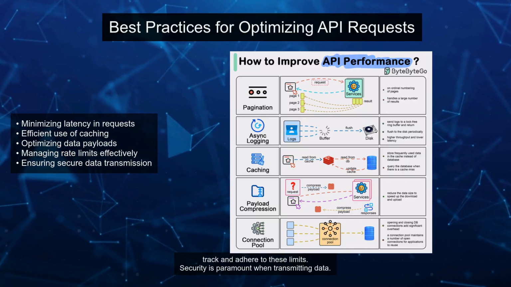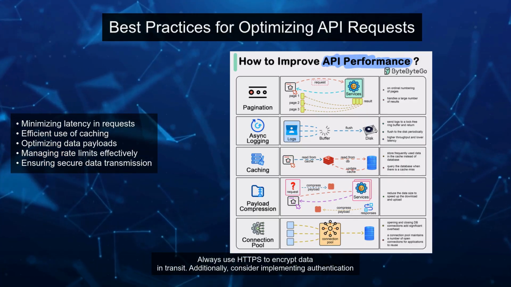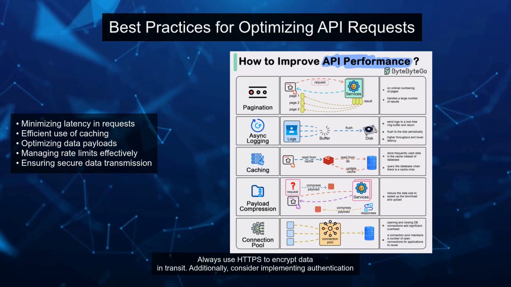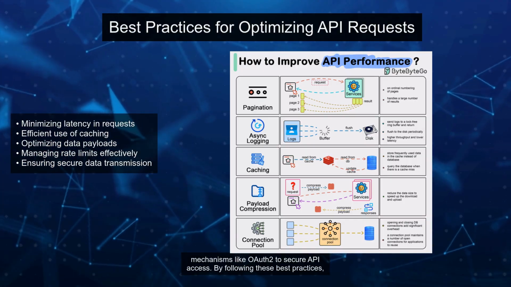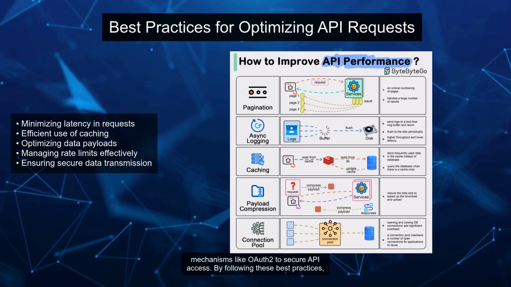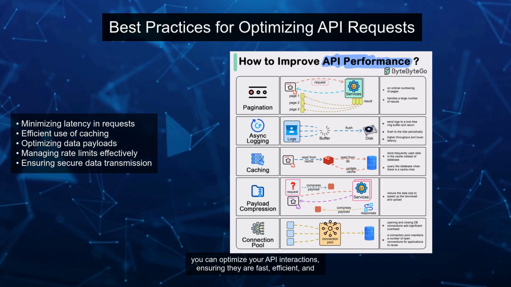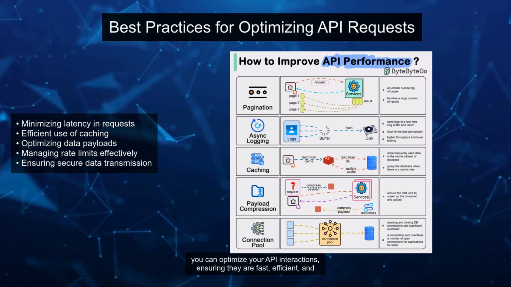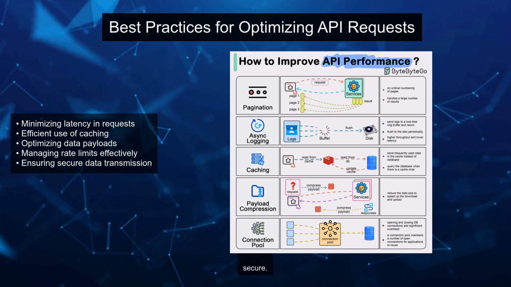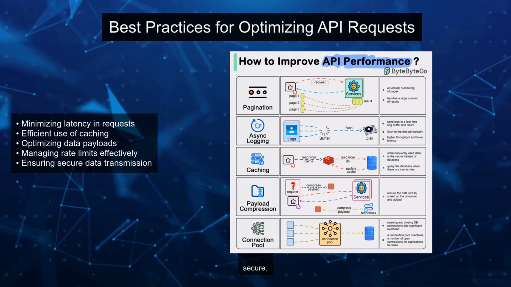Security is paramount when transmitting data. Always use HTTPS to encrypt data in transit. Additionally, consider implementing authentication mechanisms like OAuth 2 to secure API access. By following these best practices, you can optimize your API interactions, ensuring they are fast, efficient, and secure.